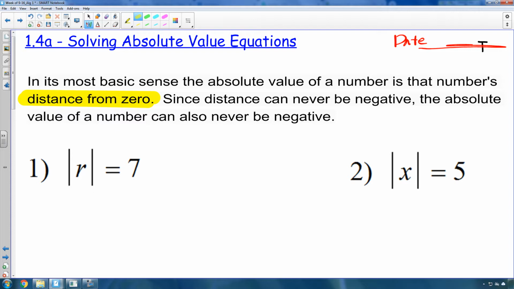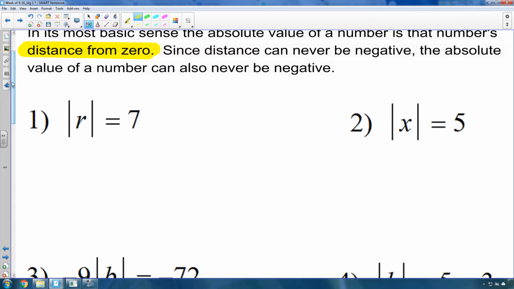So if we had the absolute value of something coming out as 7, what two things have a distance from 0 of 7? We got to think about that. I'm thinking that 7 is 7 units from 0, right? And negative 7 is 7 units from 0. Does that make sense? So both of those things have a distance of 7 from 0.